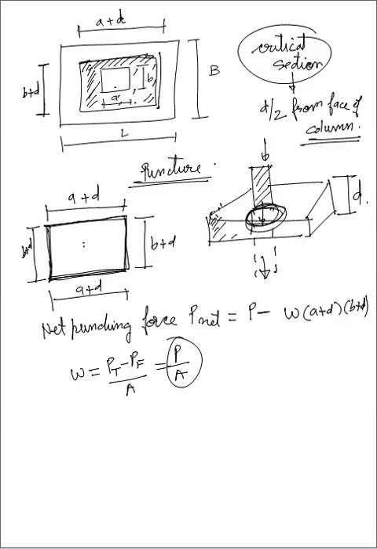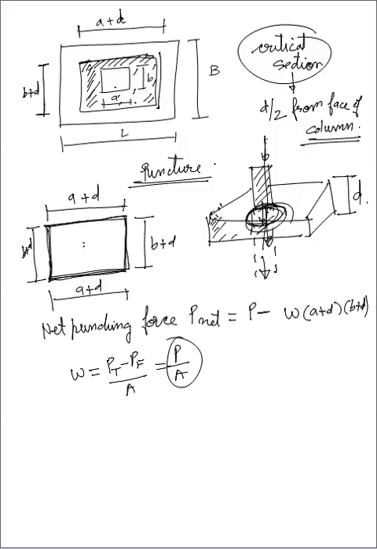This is a small derivation, but if you know the derivation, you can easily calculate or design all the values of an isolated footing. So this is the net punching force. Punching force: when there is a puncture, there will be a hole inside the footing. The whole column will go inside, right?